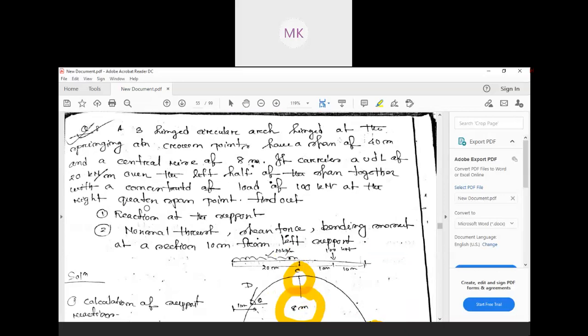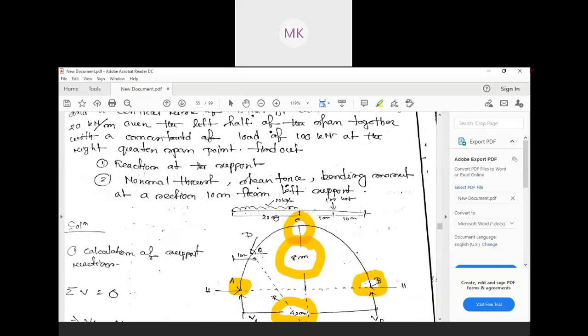It carries a UDL of 20 kilonewton per meter over the left half of the span, together with a concentrated load of 100 kilonewton at the right quarter span point. Okay, 20 kilonewton per meter UDL is given on the left, and a point load of 100 kilonewton at the quarter span of the right. Quarter span means half of the right side. Okay, so as per the question, we have already drawn all of this.